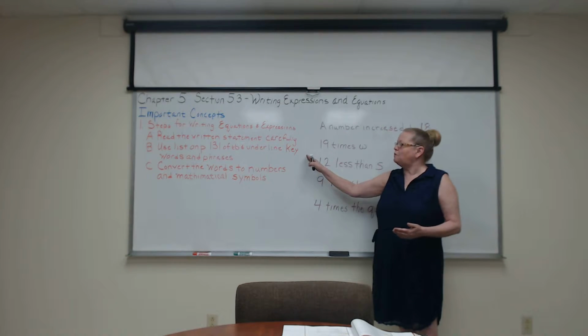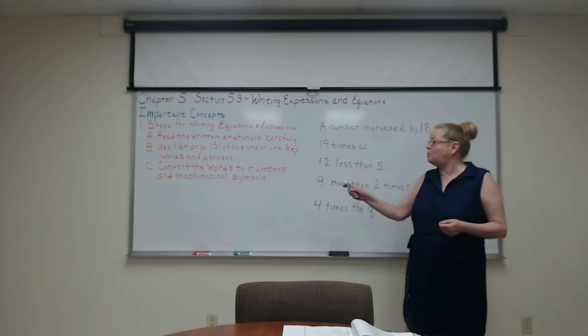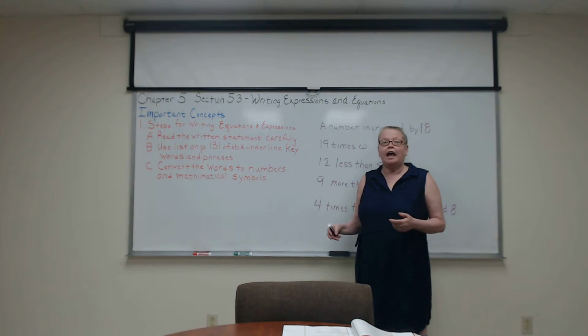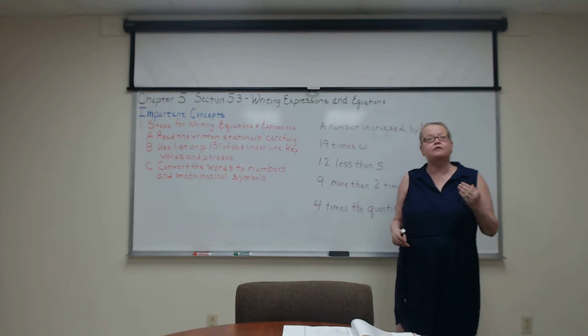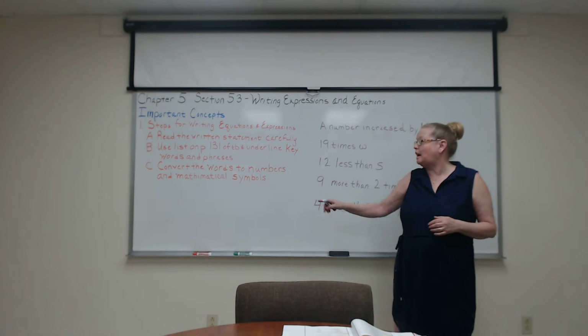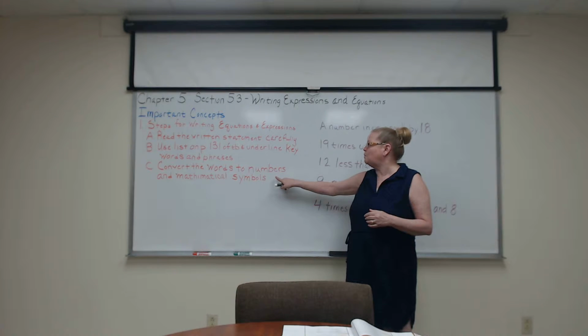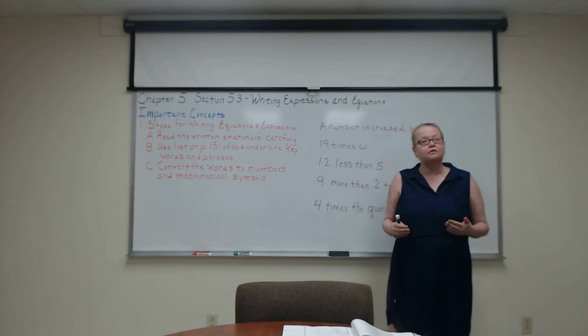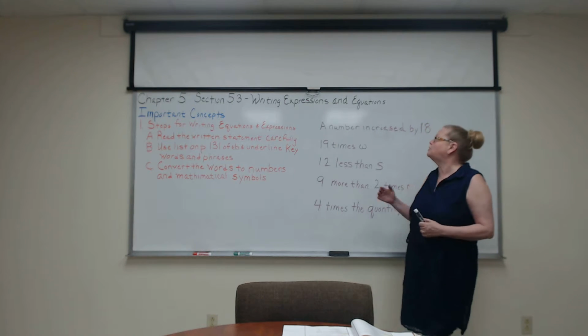You have to really read the statement carefully. Next, you want to refer to the list that is in your textbook on page 131, and it identifies key phrases and words that can indicate to you the type of operation that the problem is calling for, how to combine the numbers. So you definitely want to make use of that list. It will definitely help you. And the last step is to convert those words to numbers and the different mathematical symbols. So let's take a look at what that more or less looks like.